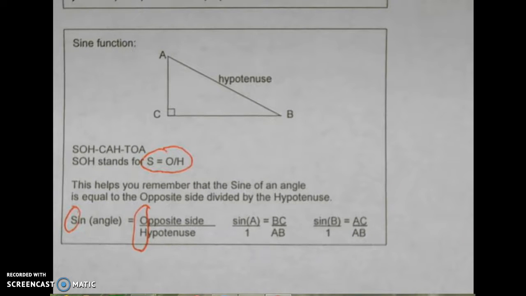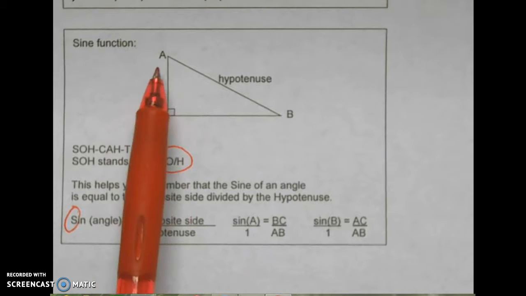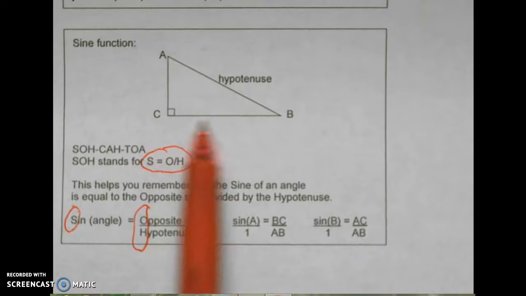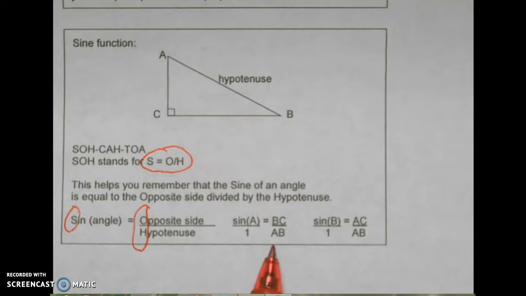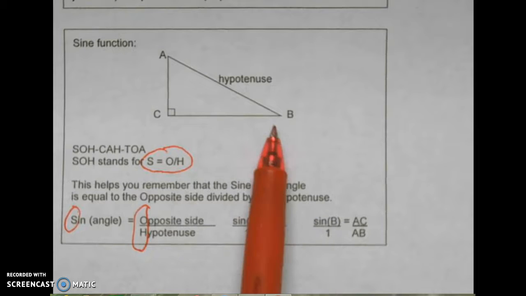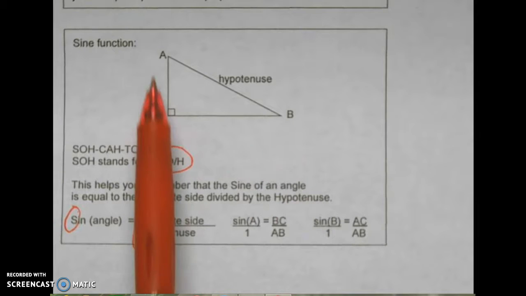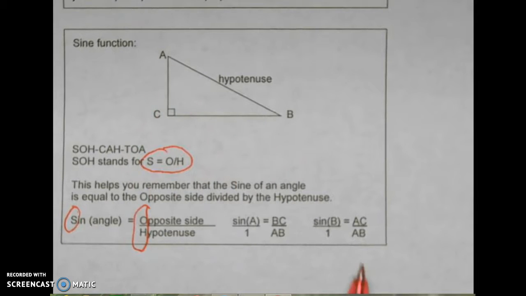So if I were looking for the sine of angle A, I would look at the opposite side, BC, divided by the hypotenuse, AB, and I would get that fraction or ratio. If I were looking for the sine of angle B, I would take the opposite side, AC, over the hypotenuse, AB, to get that ratio. So it's just a ratio of sides. It can be expressed as a fraction or a decimal.